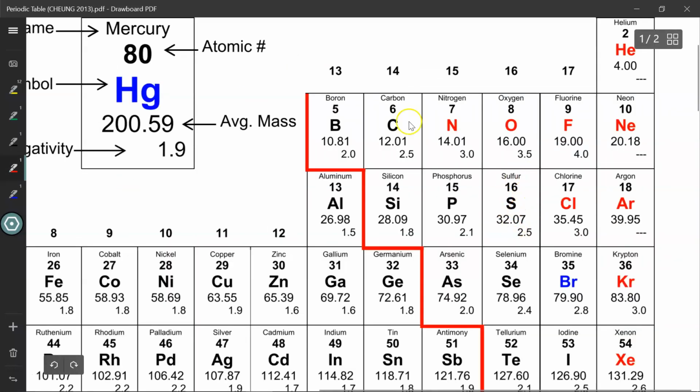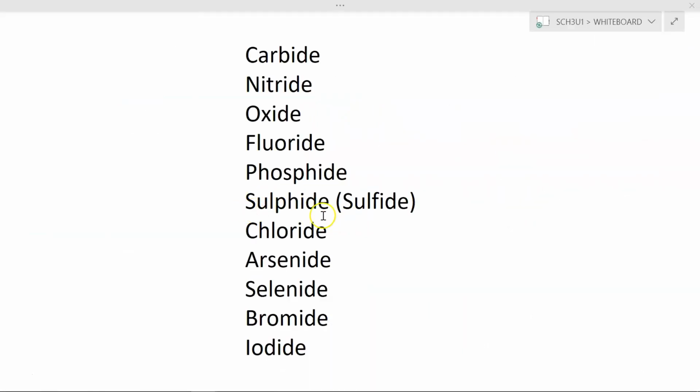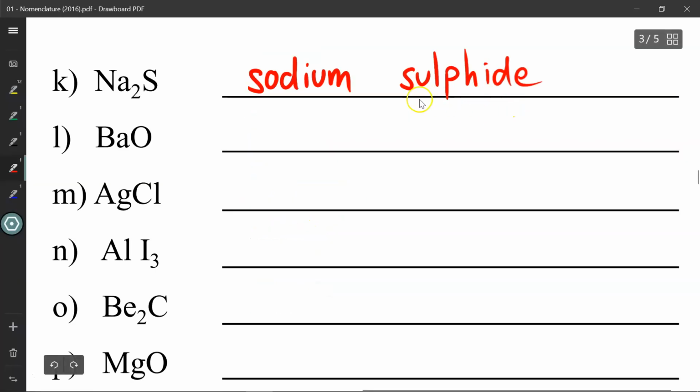Now sulfur is on the right side of the staircase, so it's a non-metal, and the non-metal must change its suffix to an IDE, giving us sulfide. You'll notice that I ignored the subscript 2. It's not in the name over here. I'll tell you when that is going to be necessary later.